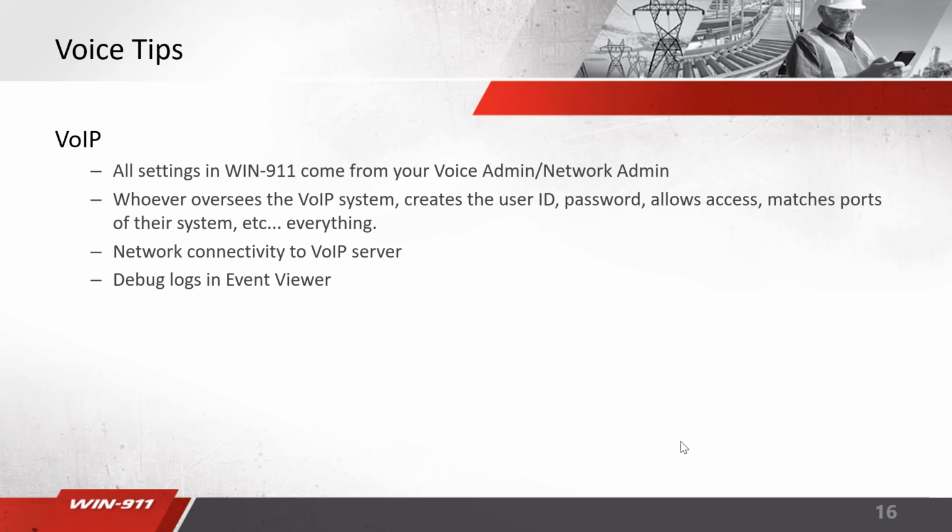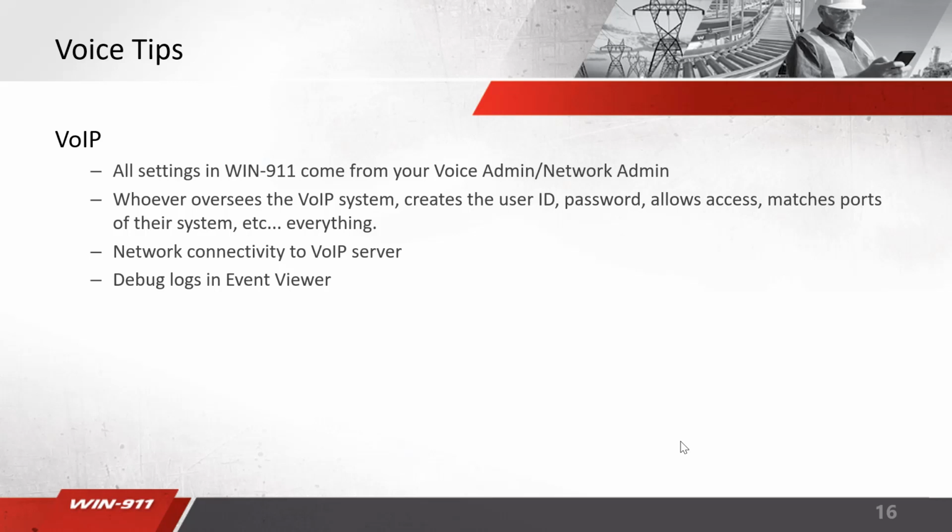All right, so some other tips here for VoIP. Really, and I can't reiterate this enough, all of those settings in WIN-911 come from your voice admin or your net admin, whoever's in charge of that VoIP system. They create the username, they create the password, they allow access for WIN-911, again, as just a soft phone, to be able to have permission to connect to their VoIP server and make a call through. There's not much you need to do from the troubleshooting standpoint on WIN-911 because this is all coming from that net admin, voice admin, whoever's in charge of that.